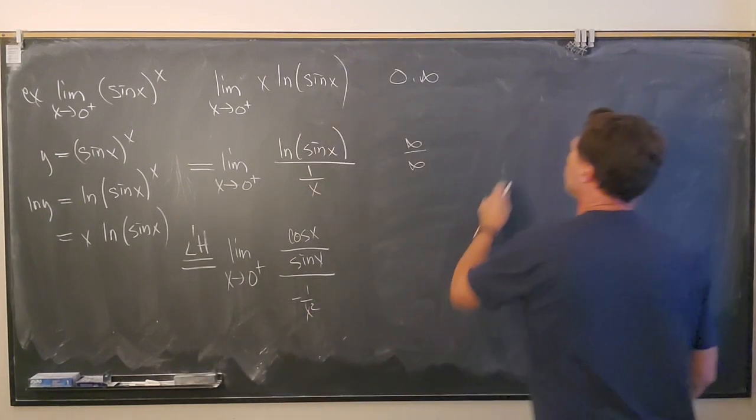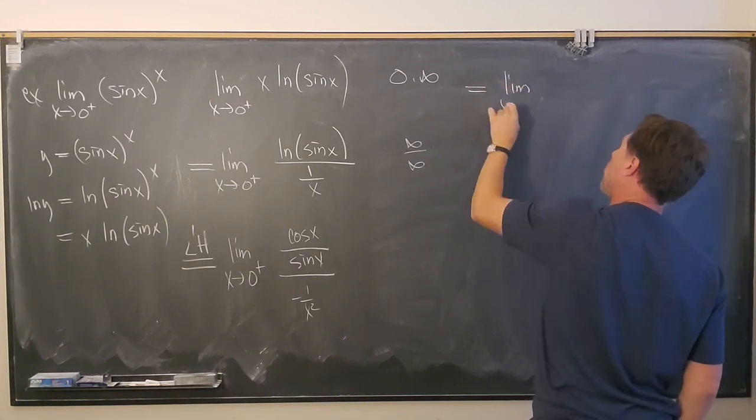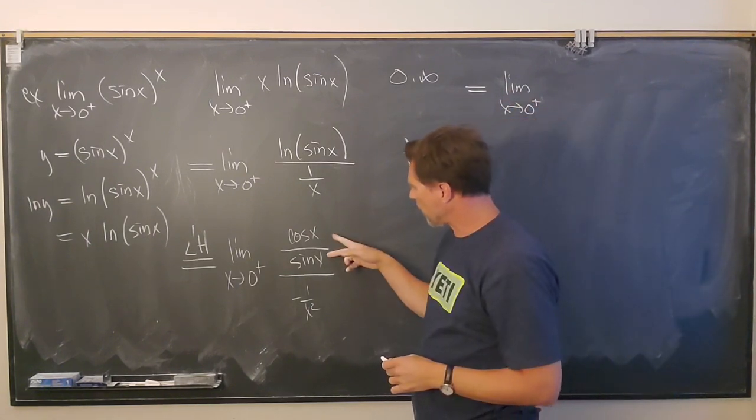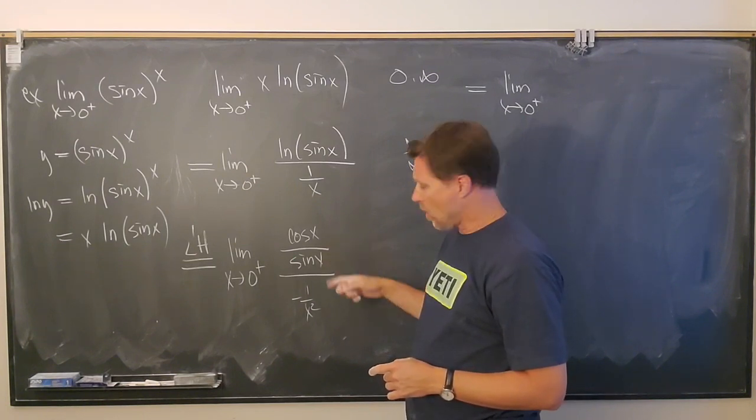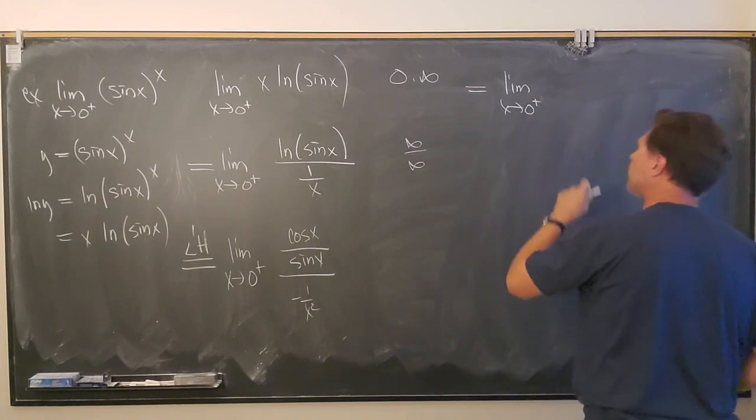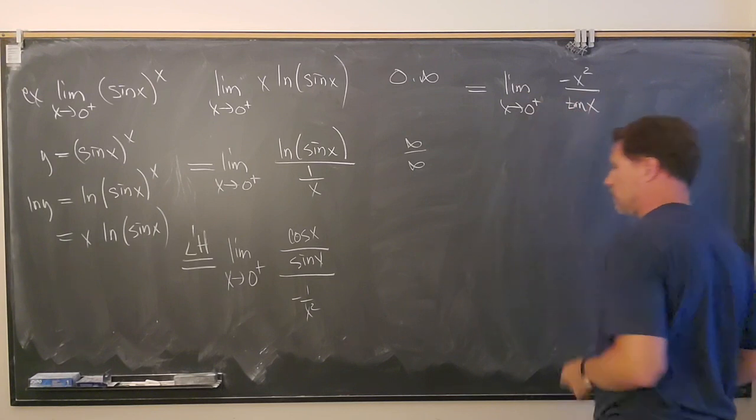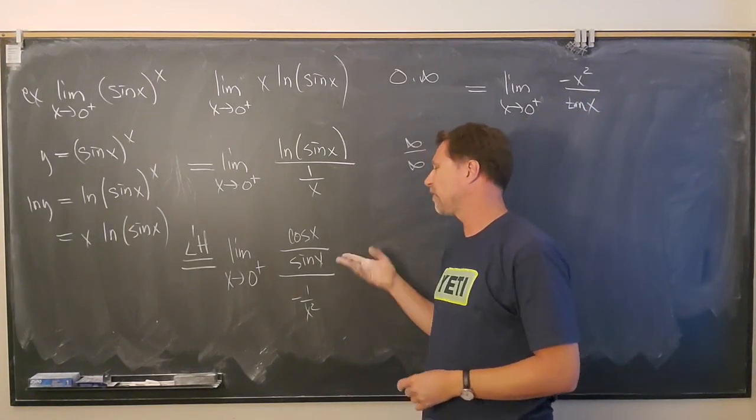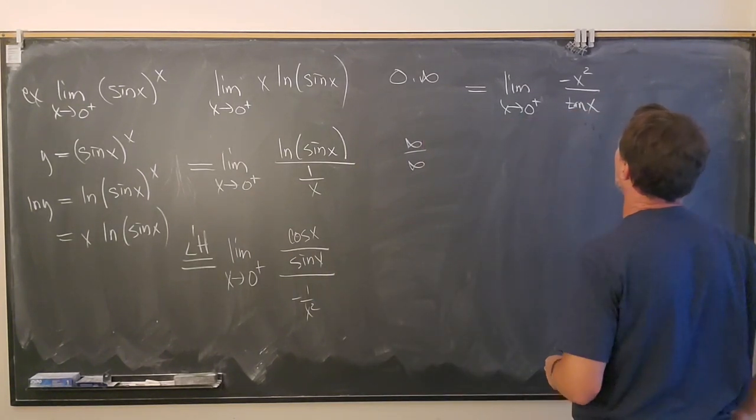And let me clean things up a little bit here. So this is equal to the limit as x goes to 0 from the positive side. So cosine over sine, that's a cotangent. Which, when I simplify, is going to become a negative x squared over tangent. A cotangent in the numerator is the same as a tangent in the denominator. So if I flip and multiply, I'm left with this. All right, what is this?